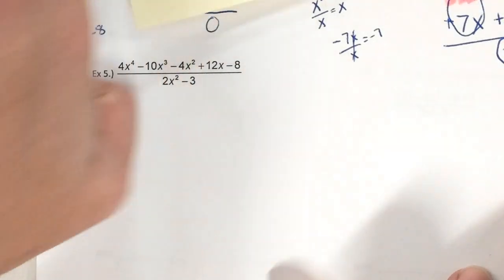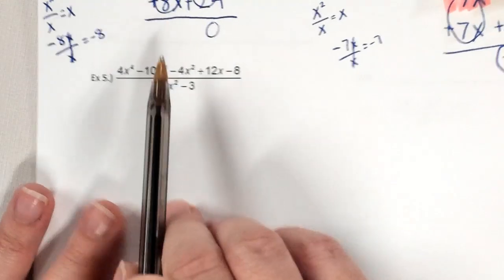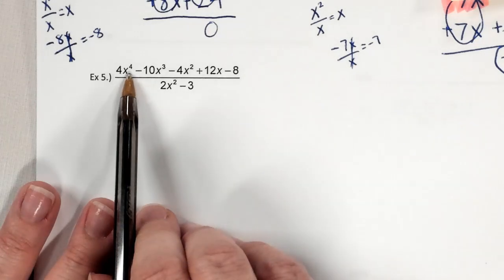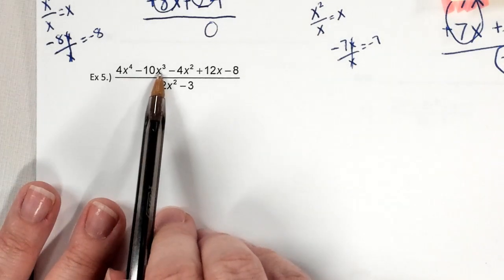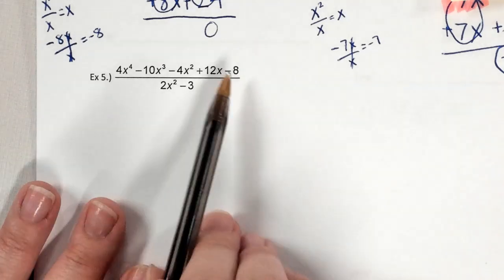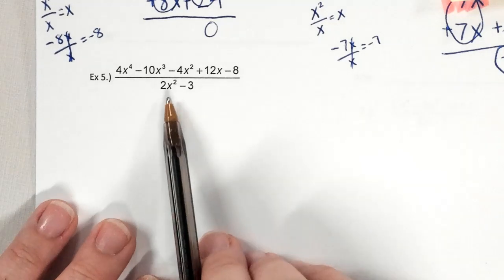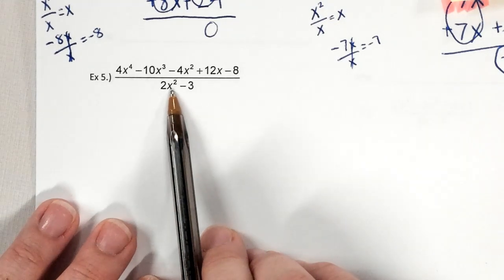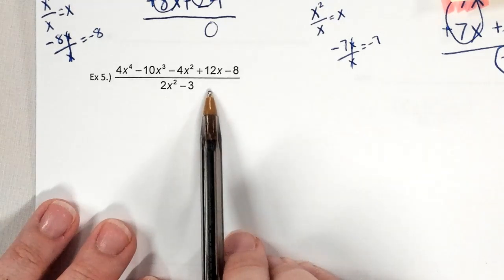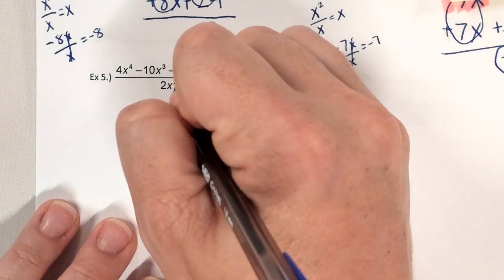Okay, so again, we have to check. This one has a lot more than those other two. We have to make sure that we're not missing any degrees. So if the top, what's my first degree? 4. Then what? 3. Then what? 2. Then what? 1. Then what? 0. So was it missing anything? No. 4, 3, 2, 1, 0, we're not missing anything. But look at the bottom. 2, and then what? 0. What is it missing? 1. It's missing a degree of 1, so we have to put a placeholder.